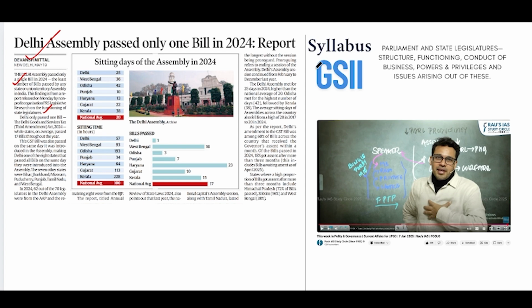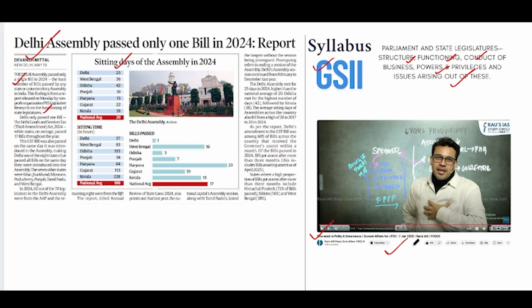Now, if you look at the main syllabus of GS paper 2, you can see that Parliament and state legislatures, their structures, functioning, conduct of business, powers and privileges and issues arising out of these is a part of your syllabus. And a lower number of sittings every year is crucially connected to the productivity of the assemblies in our country. In this regard, I have already discussed parliamentary productivity and the reasons for its decline in the This Week in Polity and Governance video dated 7th of June, the link to which will be provided in the description of the video.